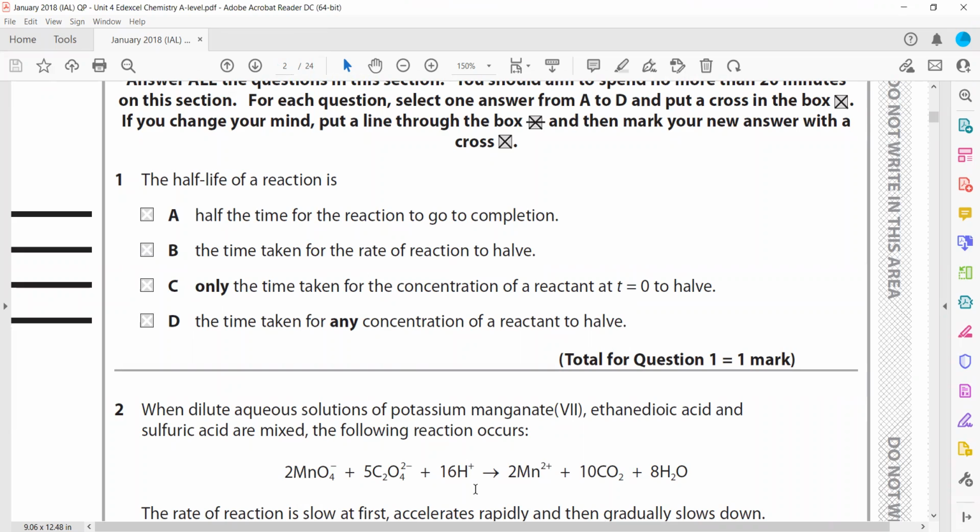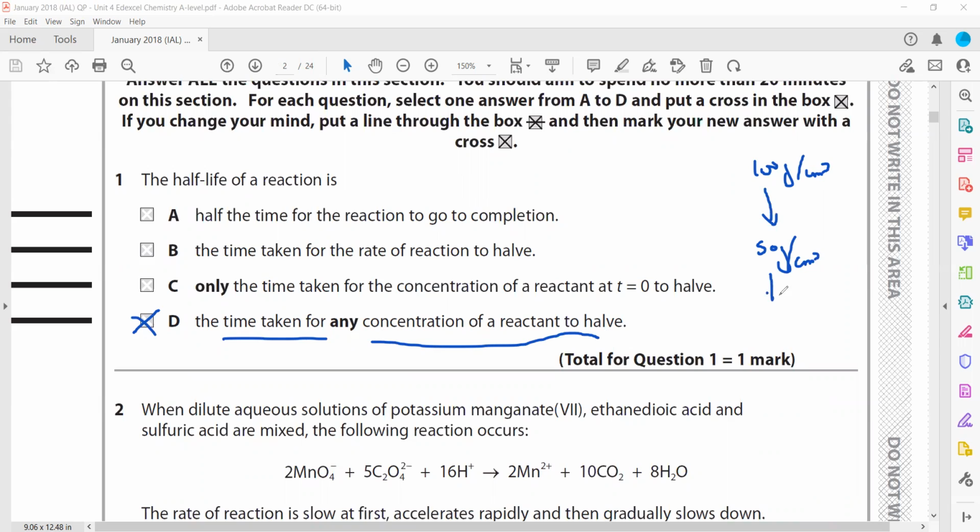So the first question, the half-life. Half-life is the time taken by half of the reactant to react and form a product. So the time taken for any concentration to become half of its original value, this we call a half-life. For example, if I have 100 grams per centimeter cube, how much time will it take for 50 grams to form a product? We call that half-life. Same thing, out of 50, how much time will it take for 25 grams to form a product? We call that half-life.